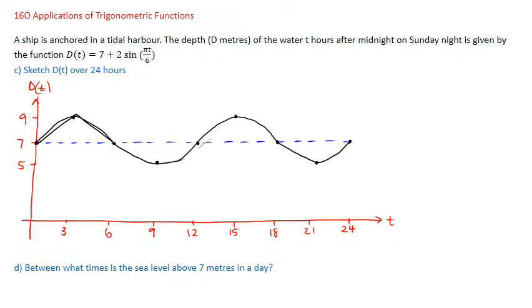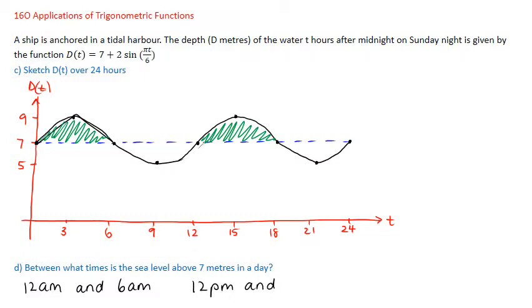Right, so we're above 7 meters here and here. That's 12 a.m., and 6 hours after midnight is 6 a.m. We've got 12 p.m. and 18 is 6 p.m. You have to write 6 p.m. though? If you wrote it as 1800 hours, yeah, you could do that. But it's got to be in a time, not in hours.